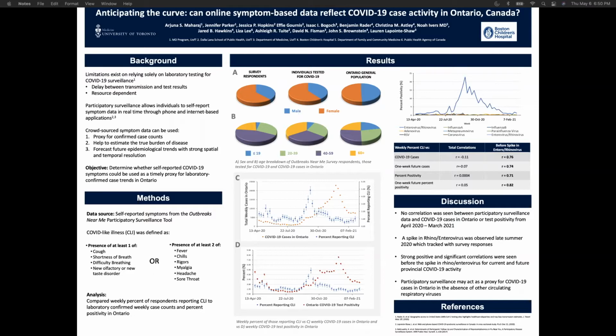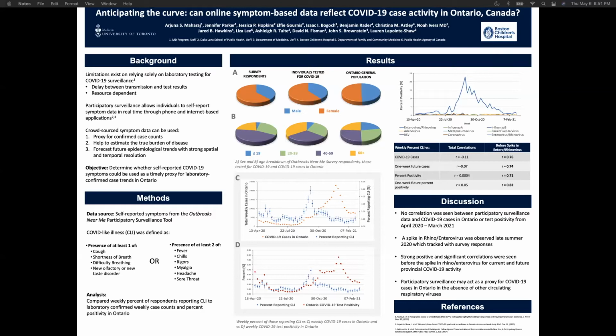So certain limitations exist on solely relying on laboratory testing alone for COVID-19 surveillance. Number one, there is a delay between transmission and test results. On an individual level, this can have certain implications, but on a population level, when we see daily reported cases, this often represents transmission from about 1 to 2 weeks ago.